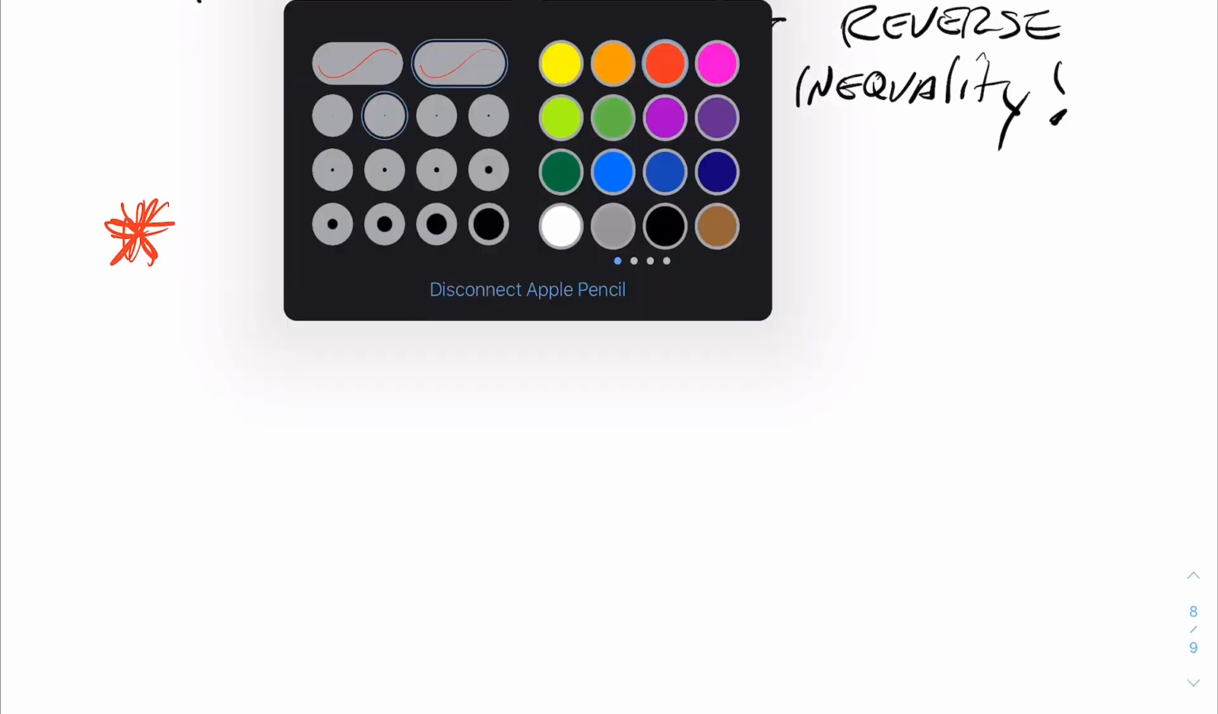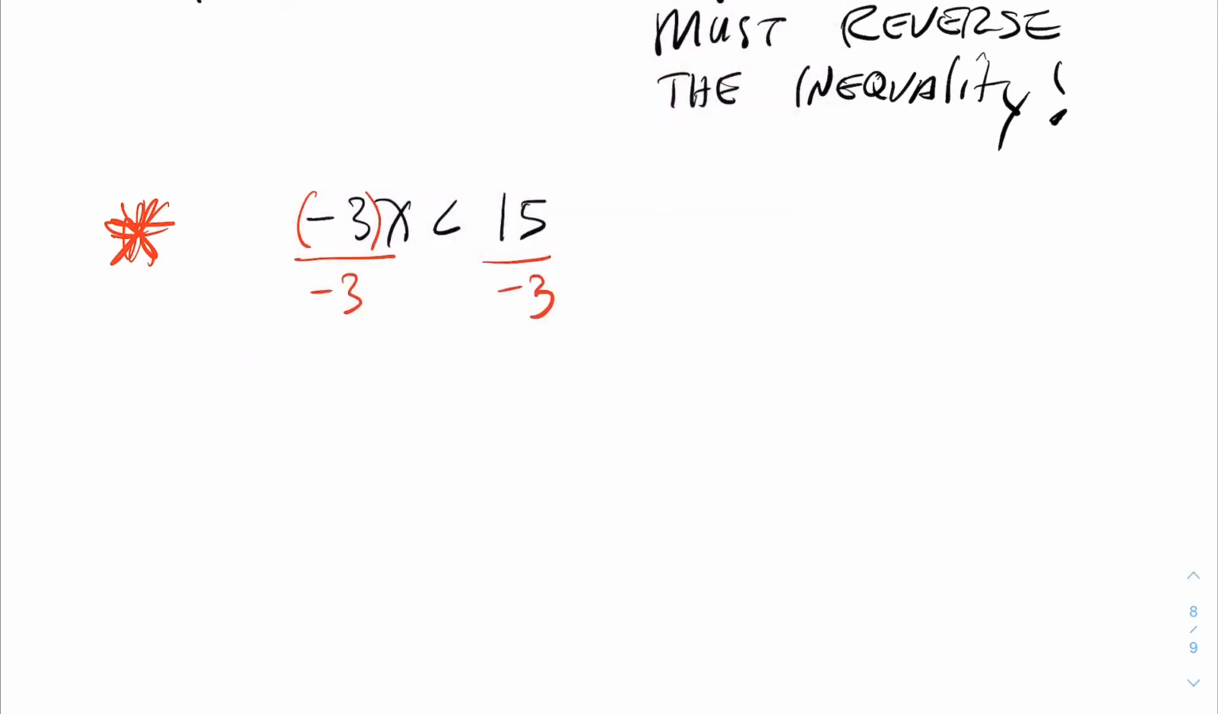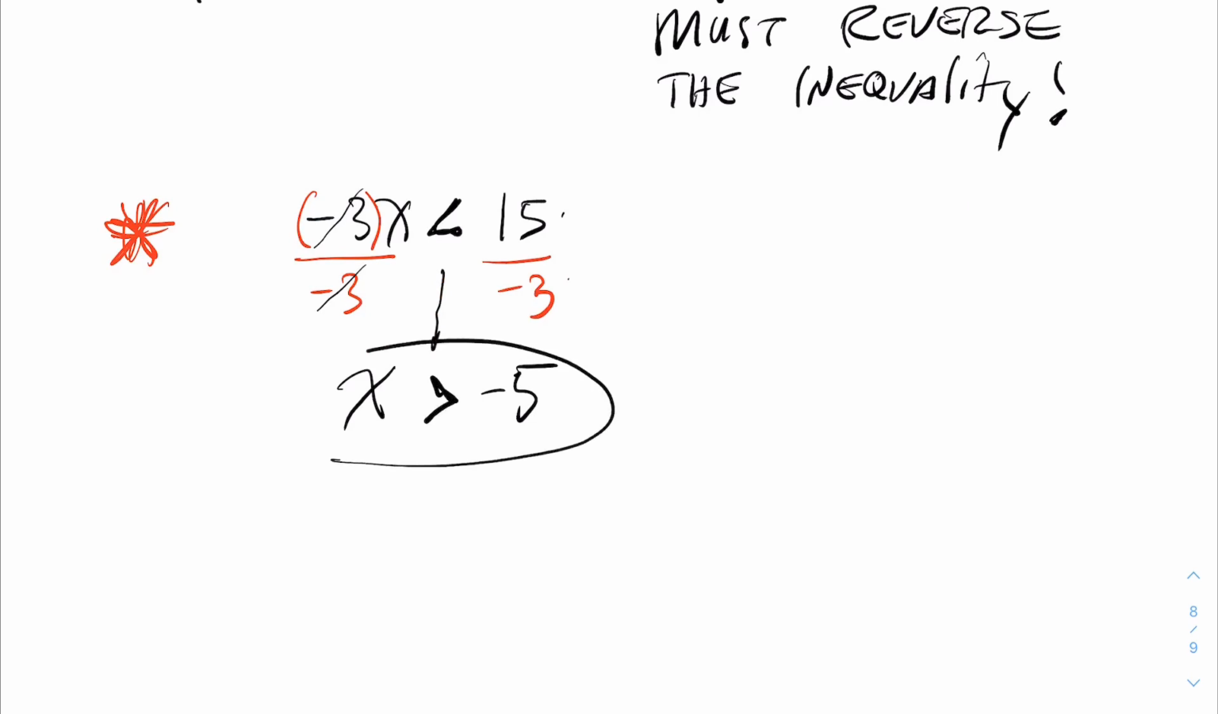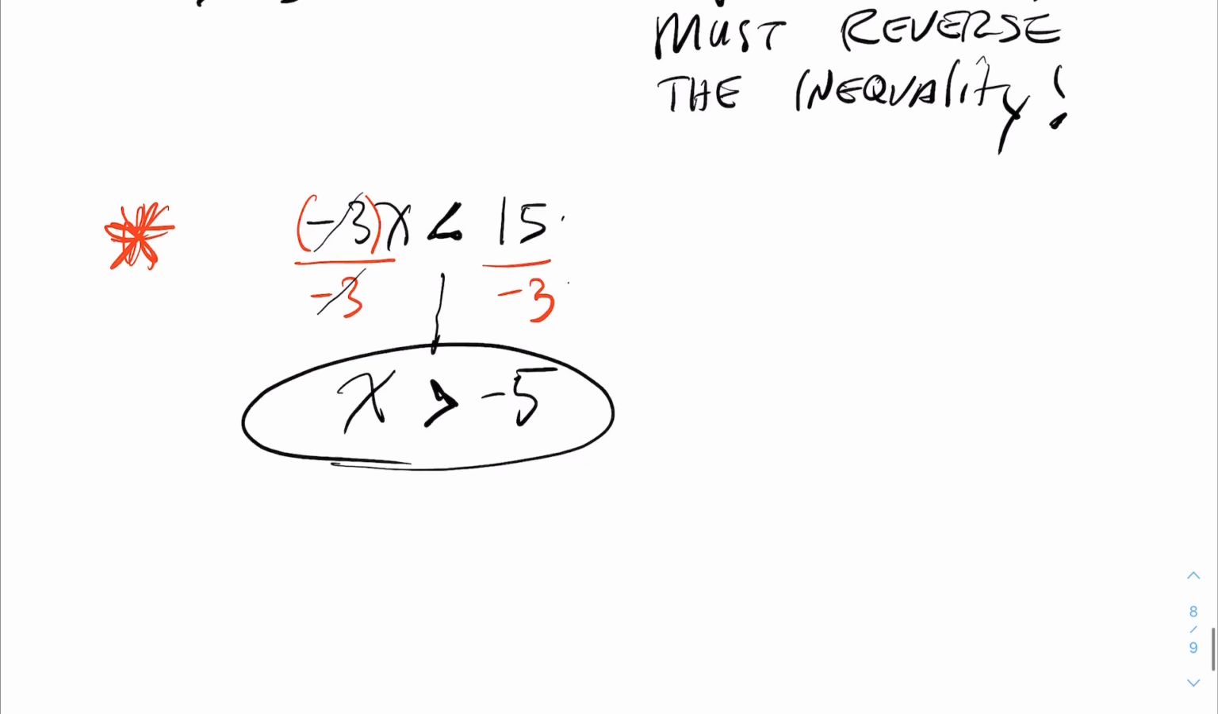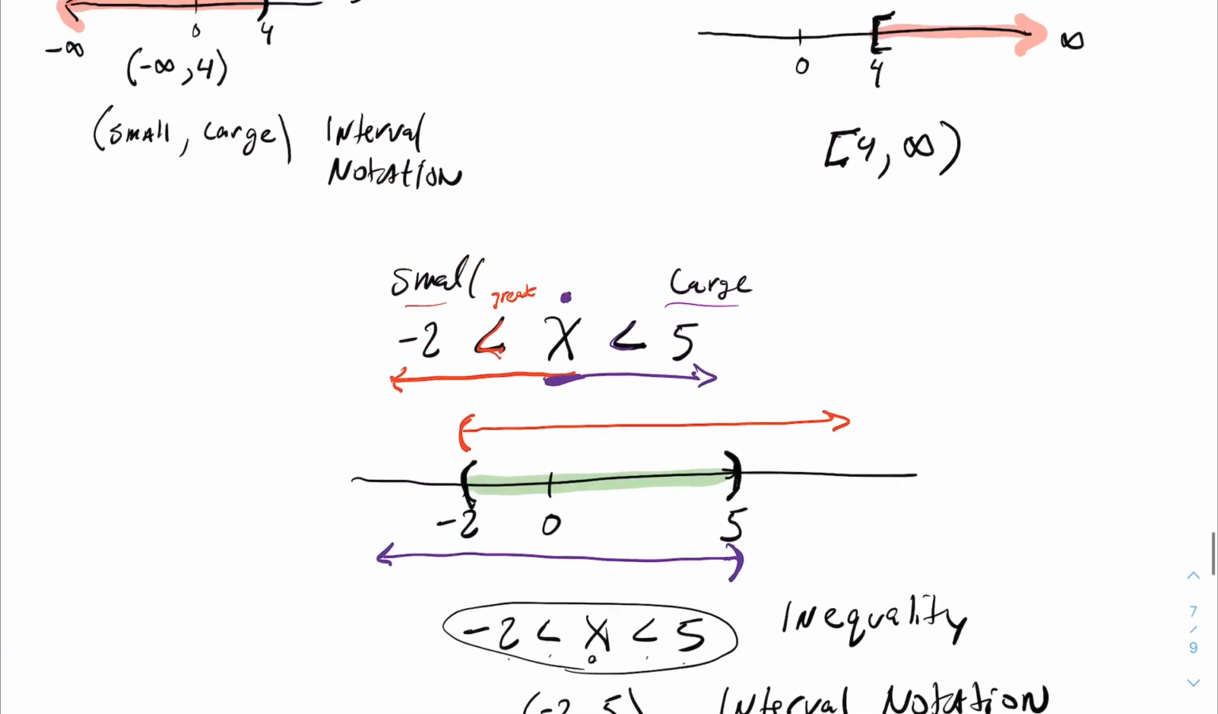What happened? Negative 3 divided by negative 3 gives me my 1x, which I wanted to isolate. And 15 divided by negative 3 is negative 5. But we have to reverse this inequality. And now that's the correct answer. Okay, so those are some of the main pieces I always tell my students and try to get them up to speed. Let's do some problems.